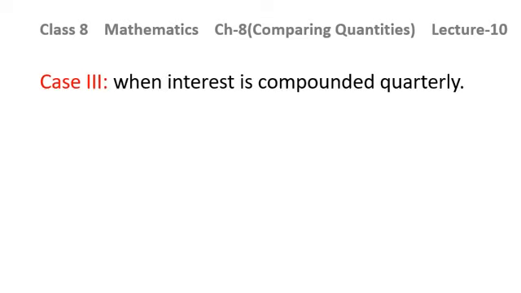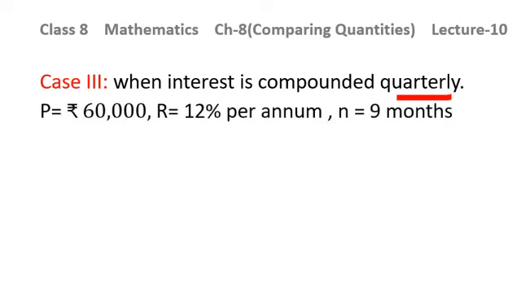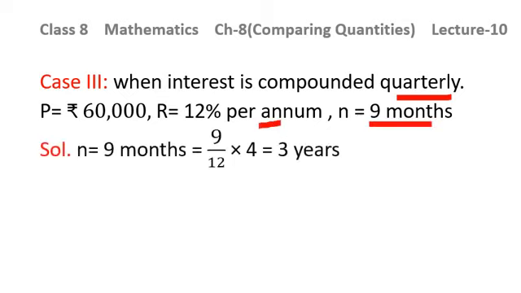Case 3, when the interest is compounded quarterly. This you should know, otherwise, as far as your examination is concerned, it will not be asked, but you should know the complete concept of how compound interest is calculated when the interest is compounded quarterly. So principal is 60,000, rate is 12% per annum, and time is 9 months. Then how will you be doing?